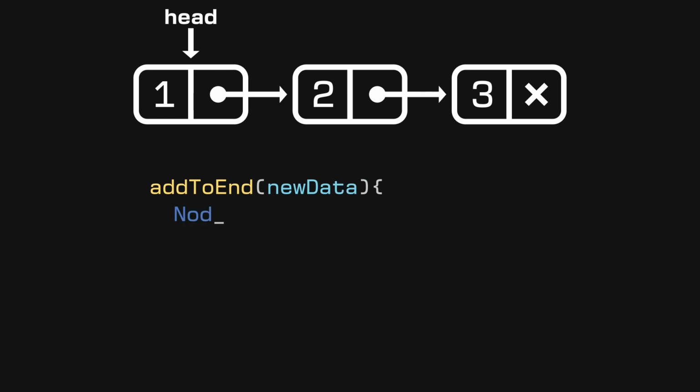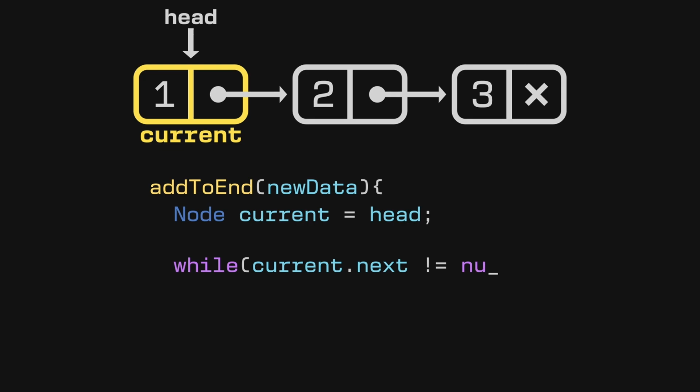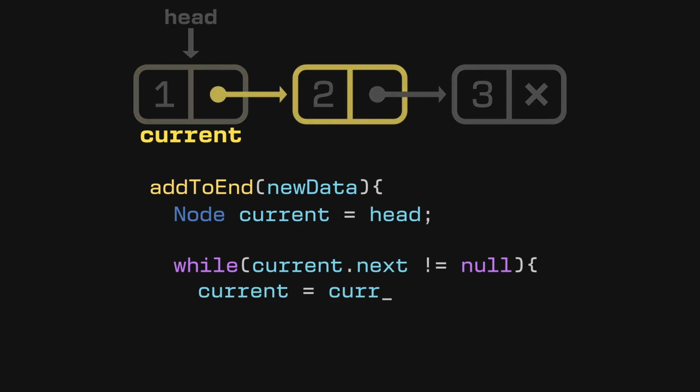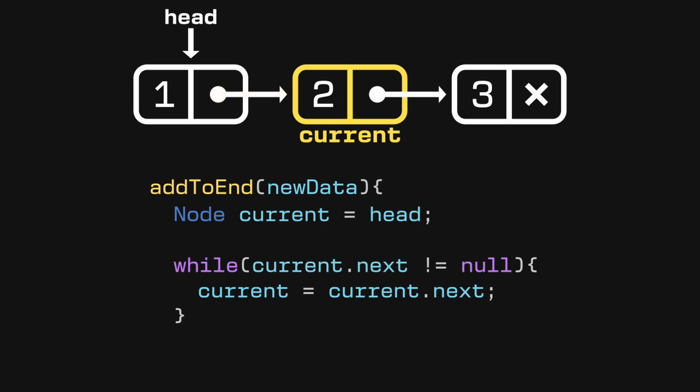So we'll create a node variable, let's call it current, and start it at the head. And so long as its next node isn't null, let's update current to be the node that is being pointed to by its next field. This moves us forward in the list. Once the while loop stops, we know current must be on the final node.